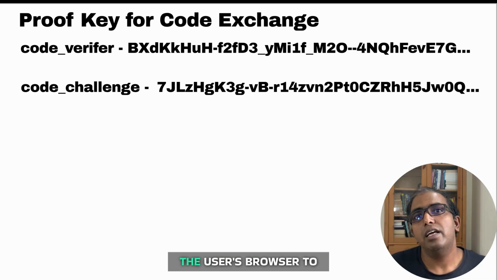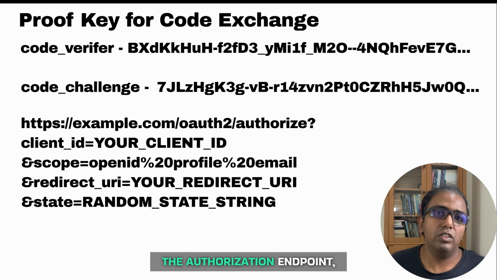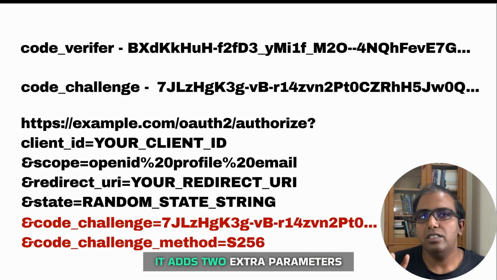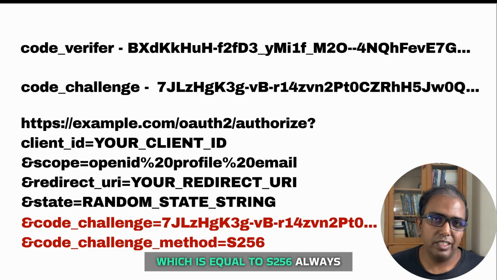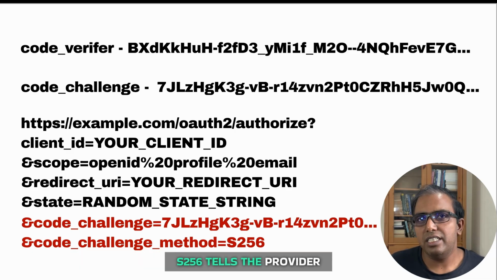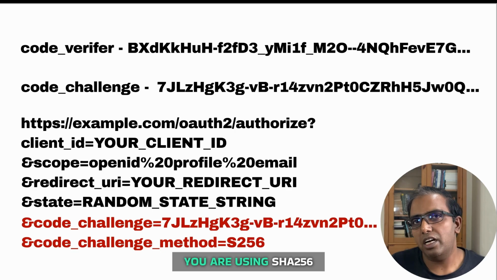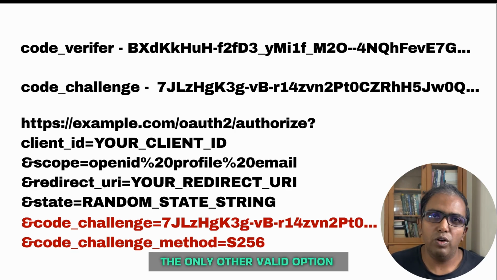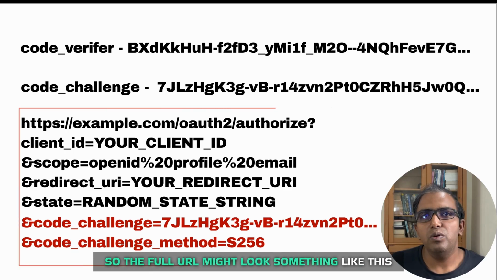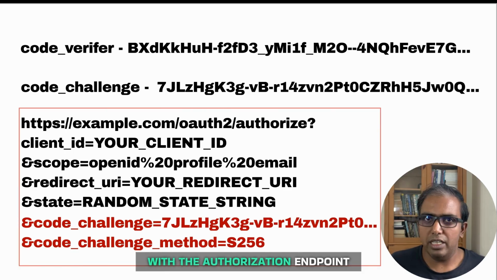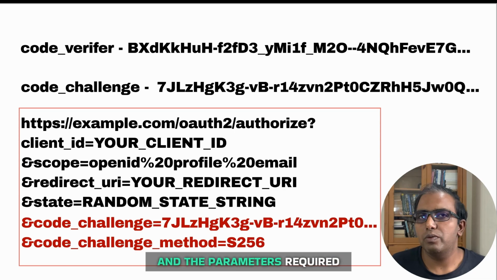When your app redirects the user's browser to the authorization endpoint, it adds two extra parameters, the code challenge and the code challenge method, which is equal to S256 always. S256 tells the provider you are using SHA-256. The only other valid option usually available is plain, which makes no sense to use. So the full URL might look something like this, with the authorization endpoint and the parameters required for the request.